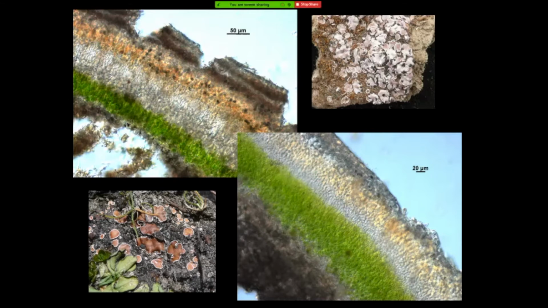On the top, you can see an image of a cross-section of Psora decipiens thallus coming from southern Spain. And on the bottom, you can see the same picture, but taken from a specimen collected at the high alpine site in Hochtor. And you can see that there are indeed significant differences.